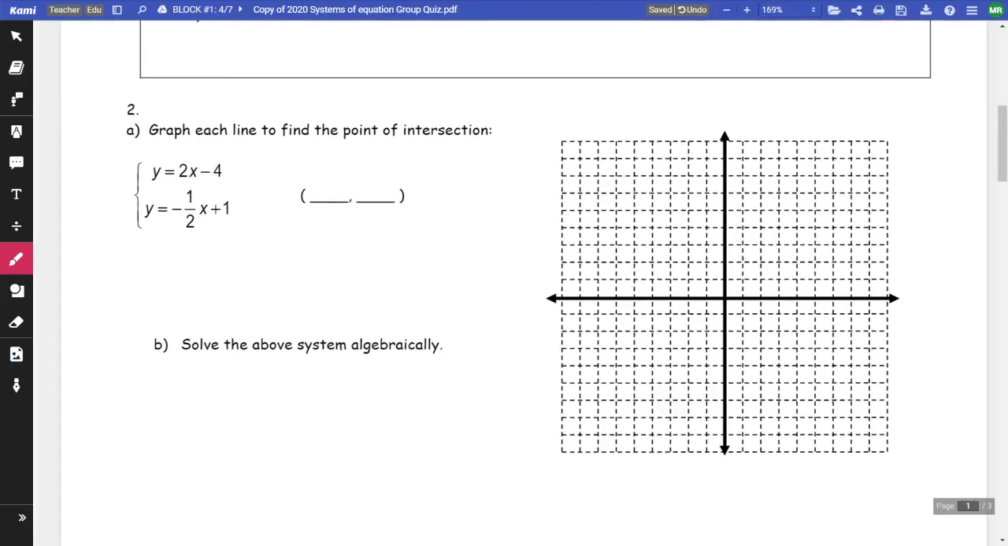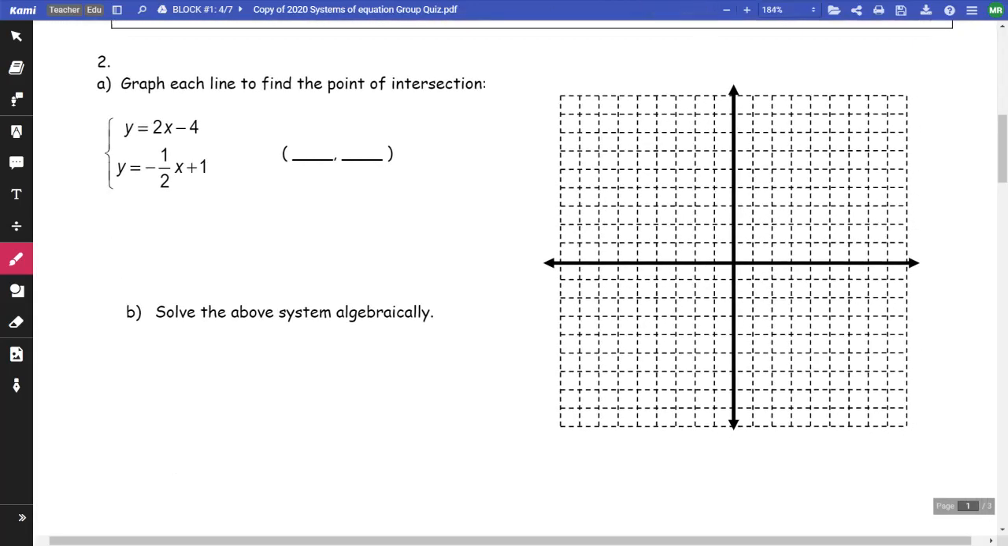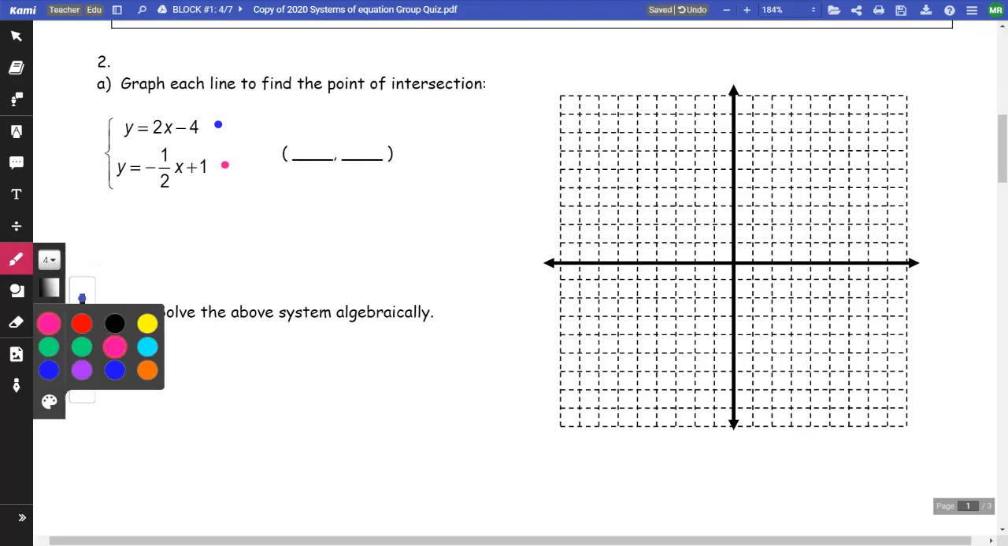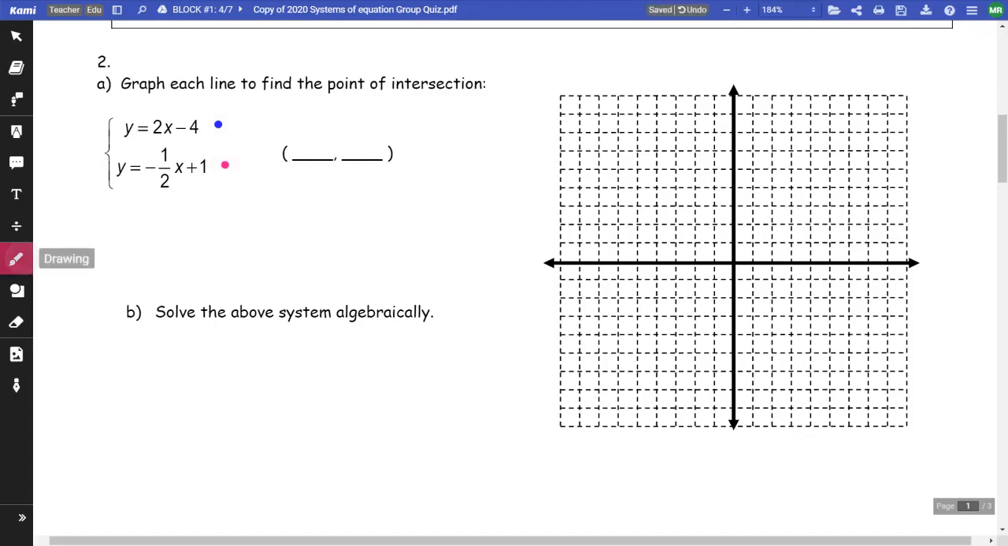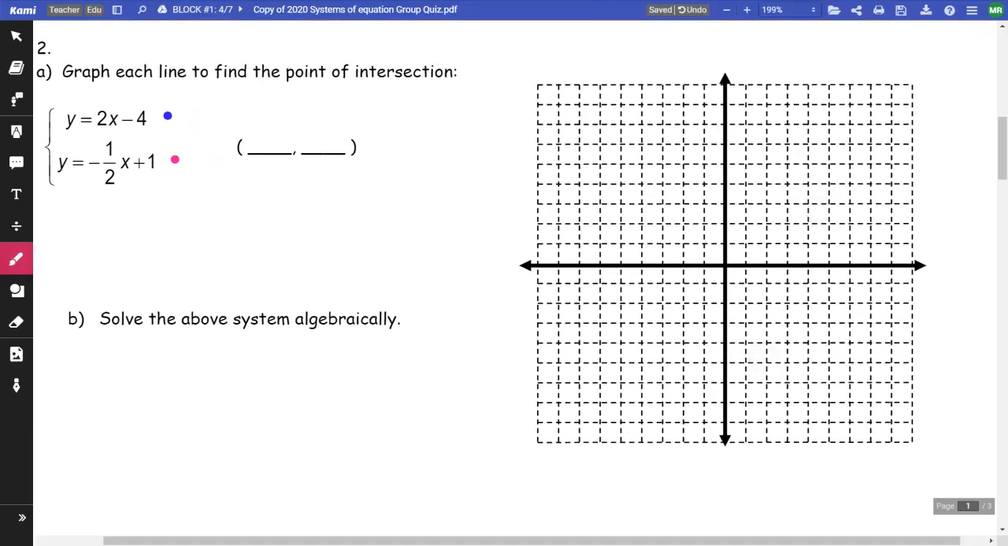Okay, on number 2, we're going to graph and find the point of intersection. Then we're going to solve algebraically. You should get the same answer in both. If you don't, you did something wrong. So let's say that I do blue for this one here, and I do pink for this one here. Okay, so 2x minus 4. So I'm going to start at -4.